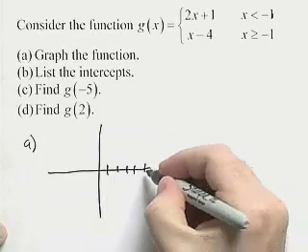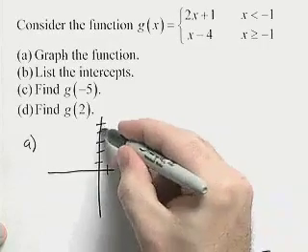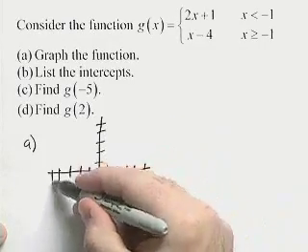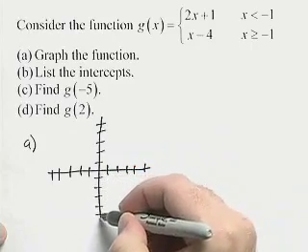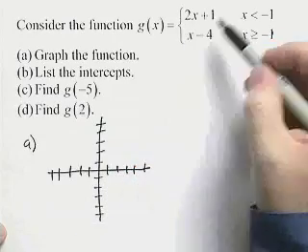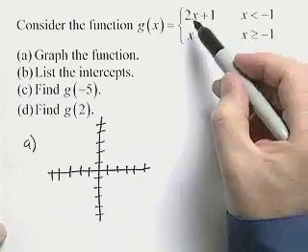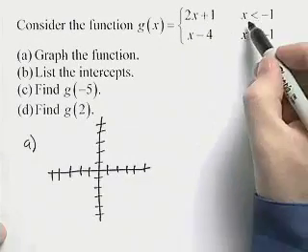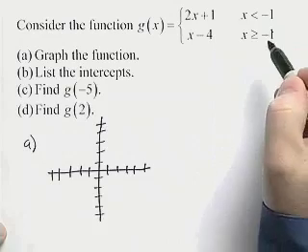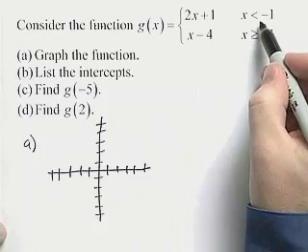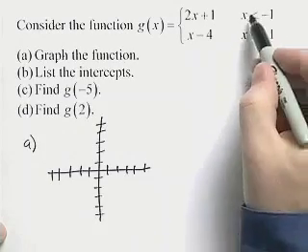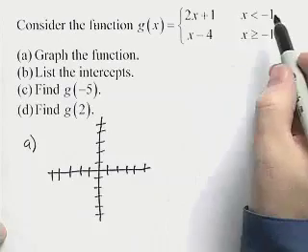1, 2, 3, 4, 5. And we need to graph this function in pieces, so we'll start with the first piece. We need to graph the linear expression 2x plus 1 for values of x that are less than negative 1. We're going to actually start at negative 1, but we know that we're not actually using it, so we're going to use an open circle when we plot that.